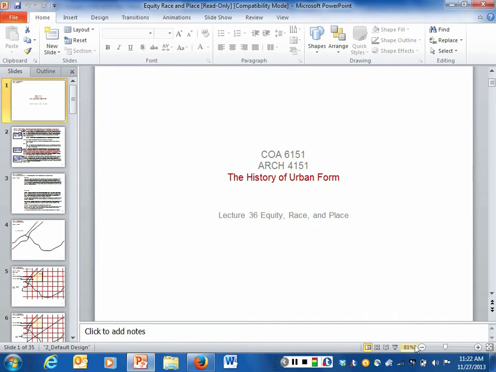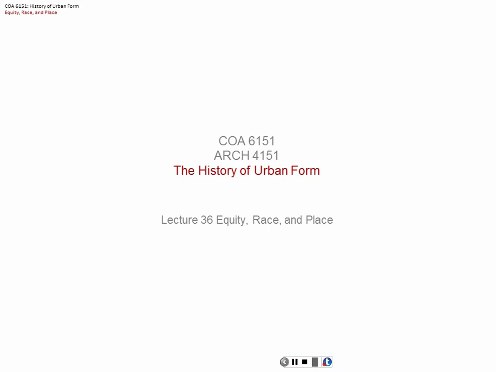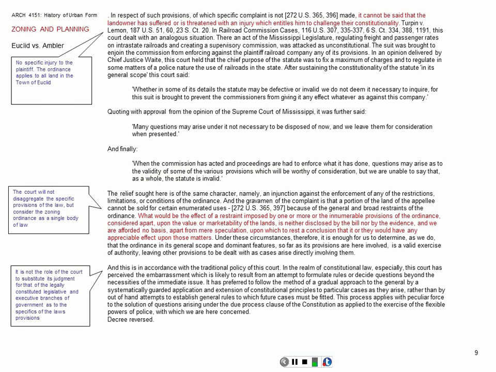We left off talking about Euclid versus Ambler, the Supreme Court decision in 1926 that established the constitutionality of land use regulation, zoning, in the United States. And the last comment that I said as people were leaving the door, two points I want to make. The court will not disaggregate, pull apart the specific provisions of this law, but we will consider the zoning ordinance as a single body of law.